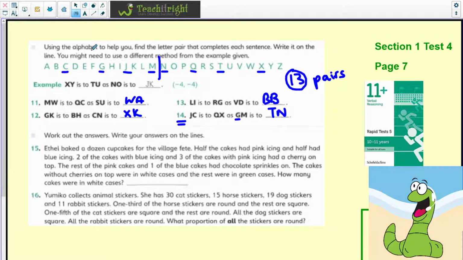These are wordy problems. So Ethel baked a dozen cupcakes for the village fete. Half the cakes had pink icing and half had blue icing. 2 of the cakes with blue icing and 3 of the cakes with pink icing had a cherry on top. The rest of the pink cakes and 1 of the blue cakes had chocolate sprinkles on. Cakes without cherries on top were in white cases and the rest were in green cases. How many cakes were in white cases? Now there's a lot of information there.